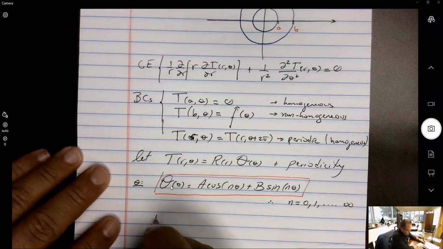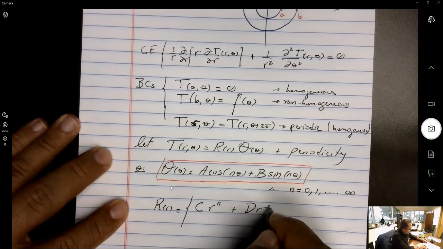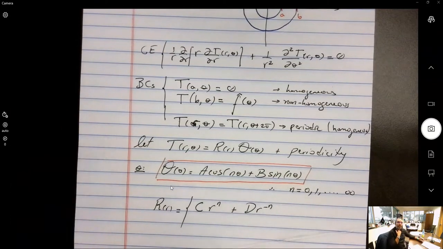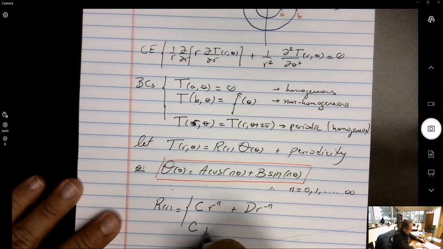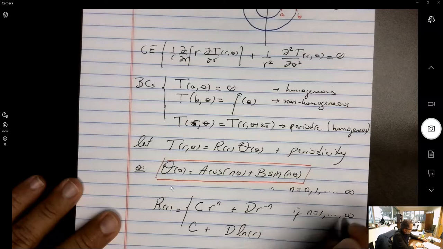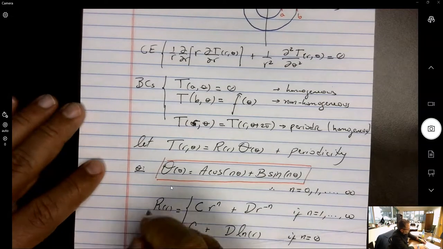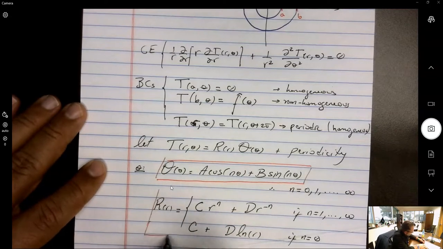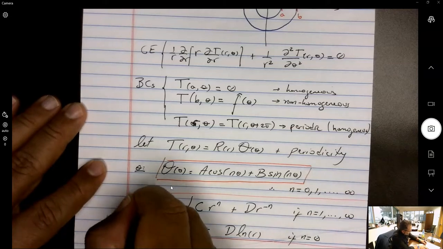And the problem in r is going to be now C times r to the n plus D times r to the minus n. So the Cauchy-Euler equation in the r direction results in this solution. C plus D times the log of r. This is if n is equal to 1 to infinity, and this is if n is equal to 0. So this is the solution in r.